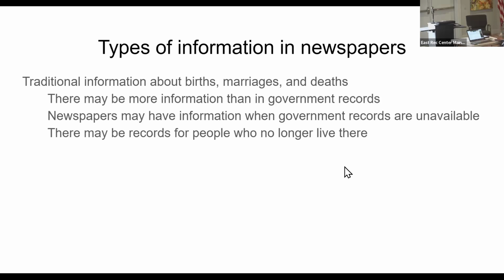And it's important to remember, and we'll talk about the problem in research generally of knowing where people were, that something like a marriage record may actually be listed in a newspaper that isn't where the marriage took place. Does that make sense? You can think of a number of reasons why that would be true.